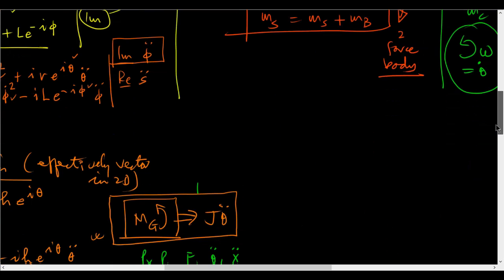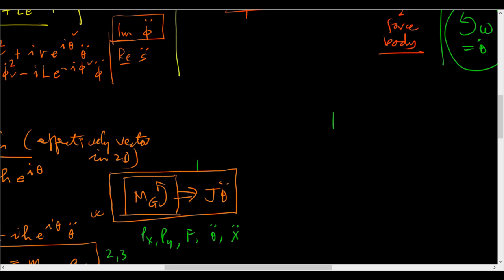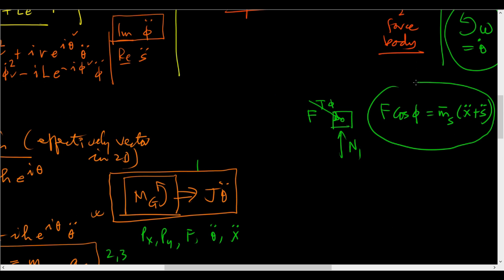That's not a problem. That last equation is from this free body diagram. Over here there is a force, that is F. This angle is phi. There is some normal reaction which we will call M1, and so it is easiest to write F cosine phi. Remember, phi we know is equal to m bar s times x double dot plus s double dot, and that is our fifth equation. So we can solve for everything.